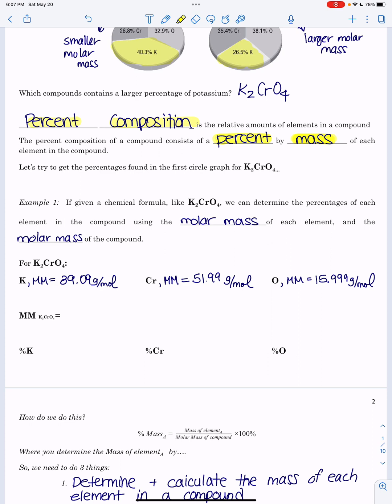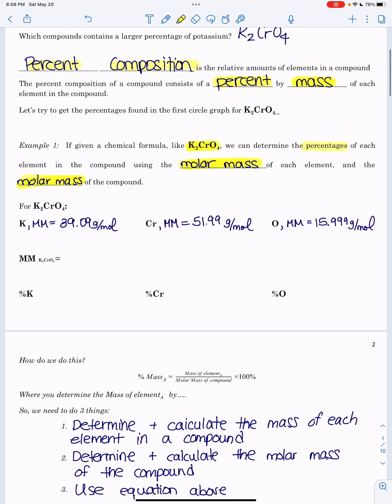If given a chemical formula like K2CrO4, we can determine the percentages of each element in the compound using the molar mass of each element and the molar mass of the compound. And we've done this. We just were able to complete calculations for molar masses in grams and moles. So I already did a little bit of the work ahead of time and looked up the molar masses of each of the elements in this compound.